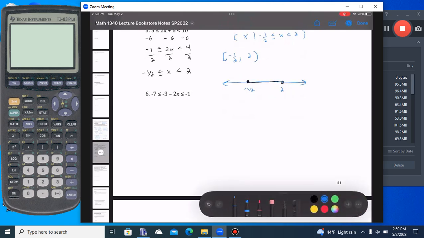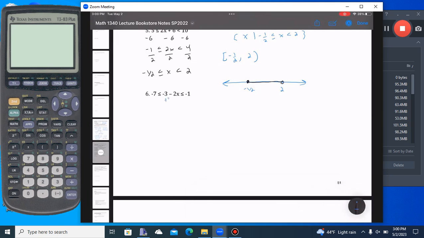Third one on this page, we have negative 7 is less than or equal to negative 3 minus 2x, less than or equal to negative 1. So first we'll add 3 to all sides. Negative 4 is less than or equal to negative 2x, less than or equal to 2. And then we'll divide by negative 2. Now that's going to flip both inequalities.